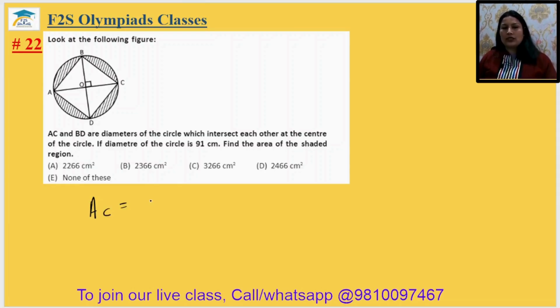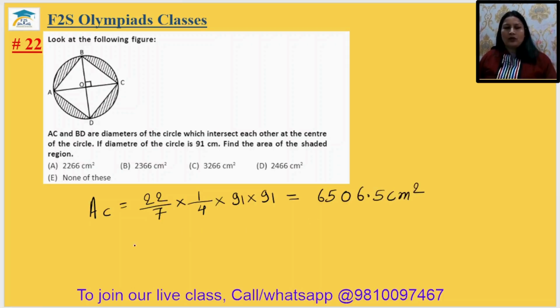Area of the circle will be pi by 4 d square. I am just writing it directly. Pi is 22/7, by 4 it is 1/4, and d is given here 91 multiplied by 91. After simplification, you will get 6506.5 centimeter square.